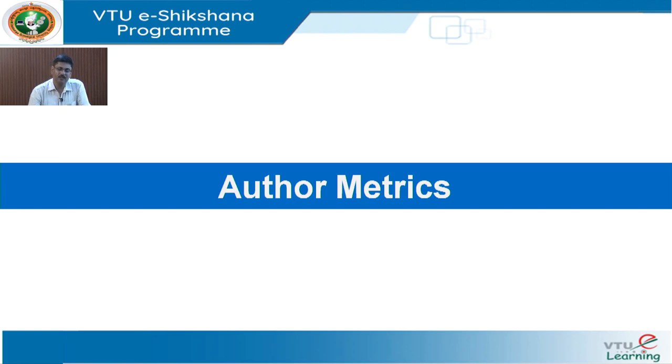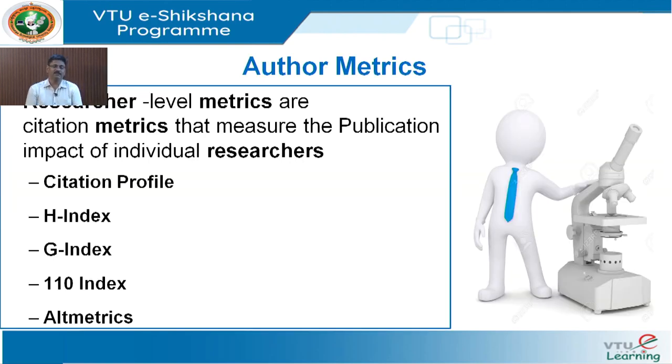Now we come back to author-based metrics. What are the different types of author-based metrics available to judge an individual researcher? These are all researcher-level metrics. Basically, again, these are also calculated based on citation metrics. The main criteria used to measure author productivity are the citation profiling of an individual author, H-index, G-index, I-10 index, and altmetrics, also considered to measure the importance or the weightage of an author.